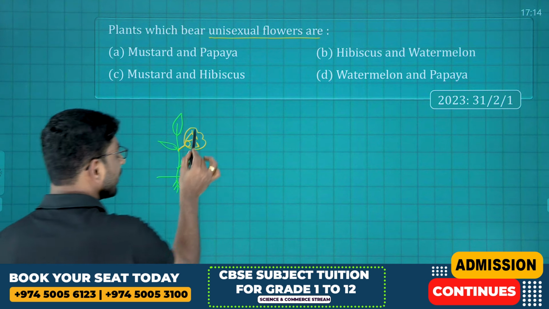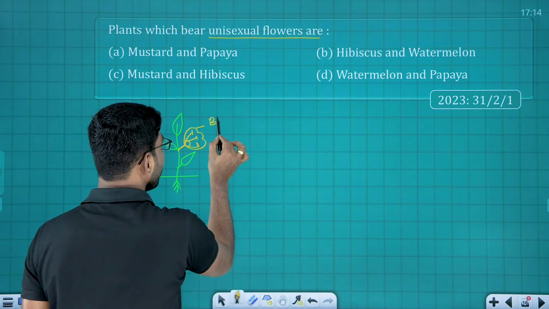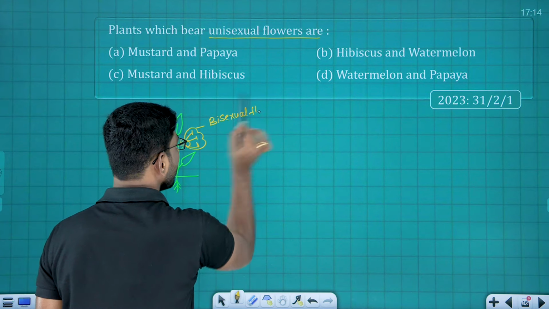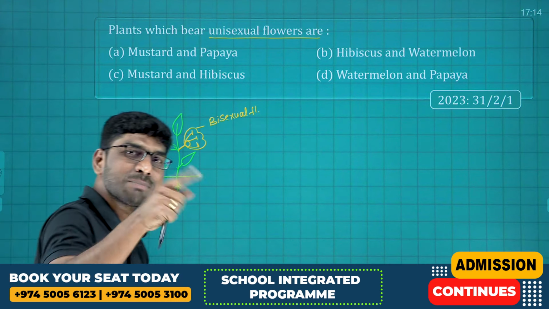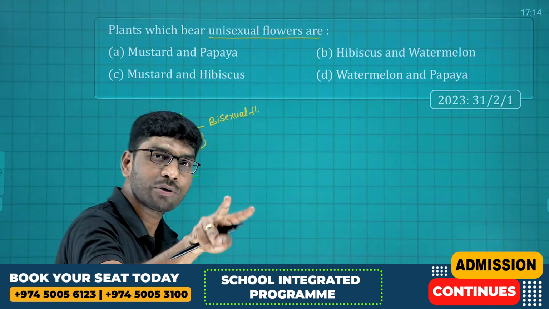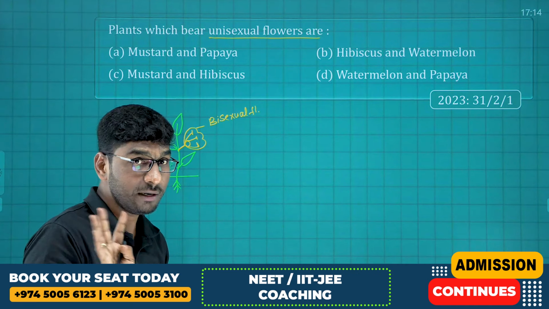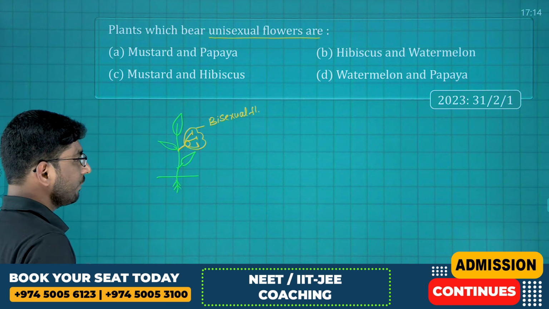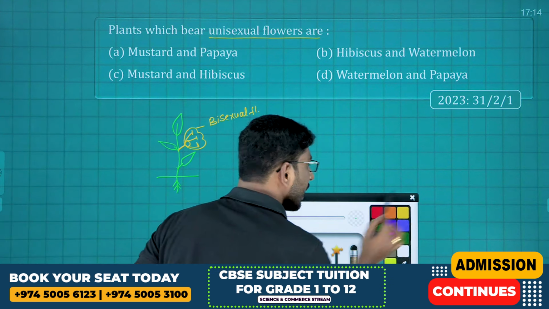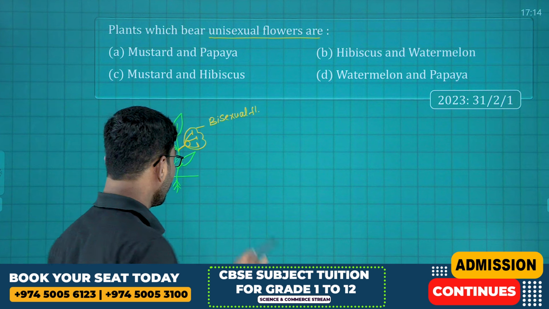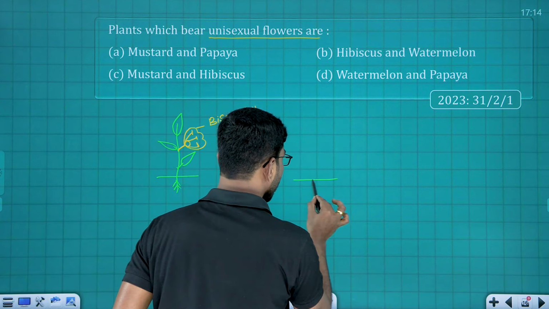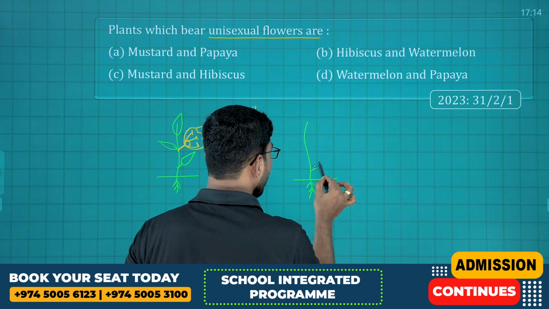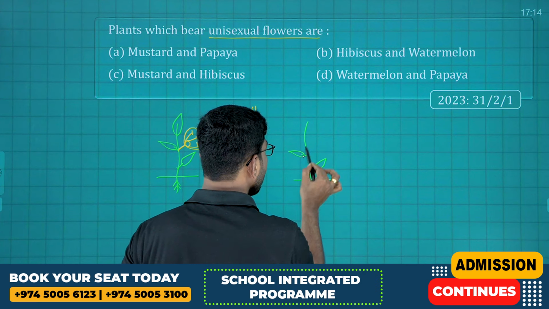So what type of flower is this? This is called a bisexual flower. Mustard and China rose are examples. Clear? Now both sex organs, that means stamen and also pistil, are on the same flower. But if you take papaya, watermelon type of plants, look at it. This is a plant. Now in this plant, only female flowers are there.